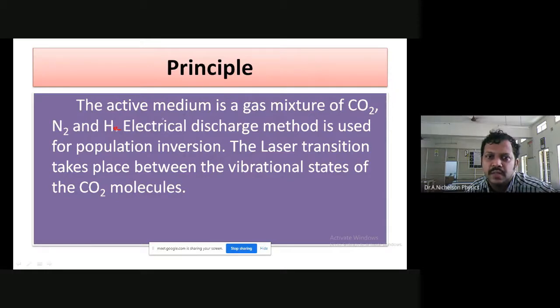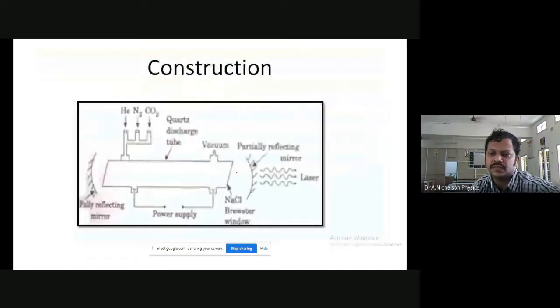Say about the active medium, then the pumping method, and finally that the laser transition takes place between the vibrational states of carbon dioxide molecules. So that you should say. So here comes the construction of the carbon dioxide laser.